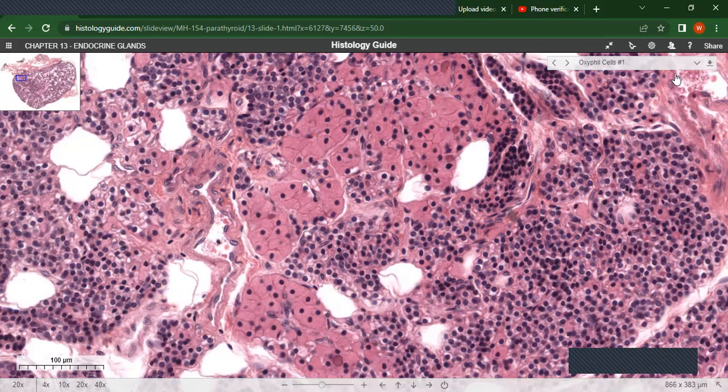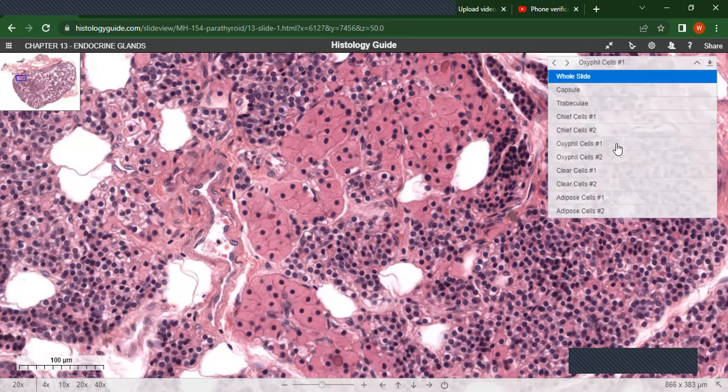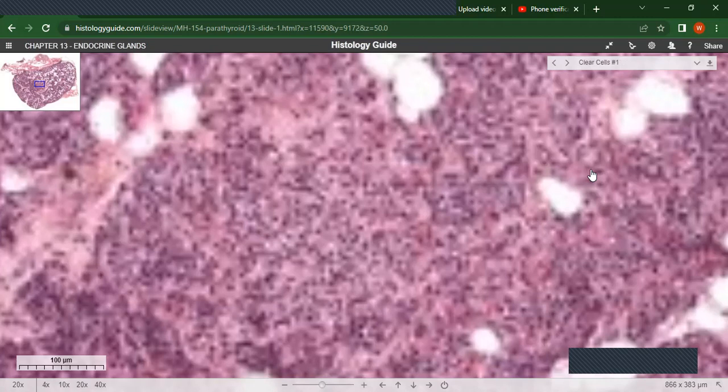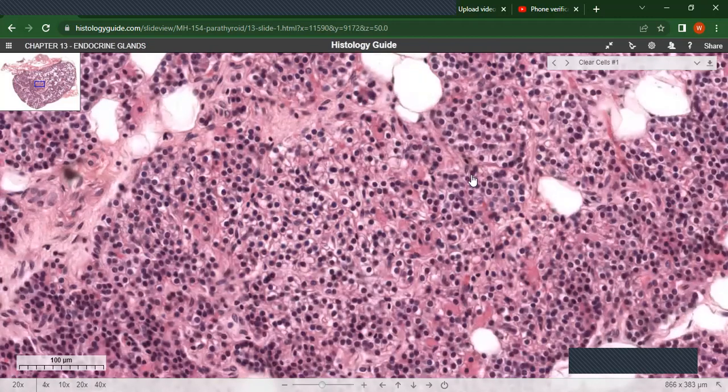The other cell type is the clear cells. You can see they are clear. That is why they are known as the clear cells. They have a clear cytoplasm and they are clustered. You can see they are clustered. Those are also the clear cells.